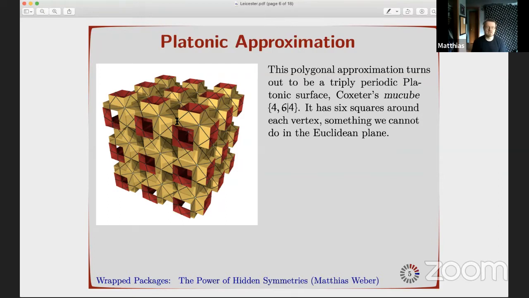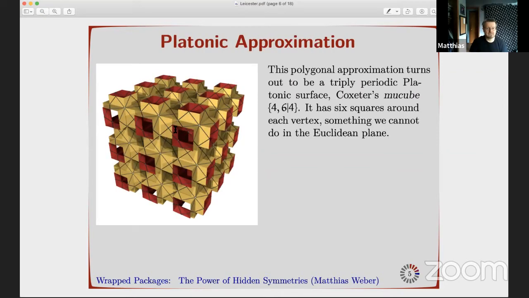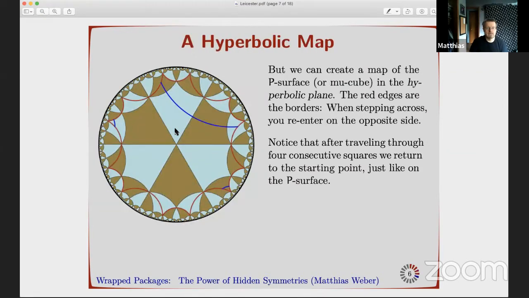It was described as part of a classification that Coxeter did. It's called the mucube, or in symbolic notation, {4,6|4}. And this is a polygonal approximation, in a very good sense, which I'll explain in a minute, of the Schwarz P surface. So we can even create some other version of it.